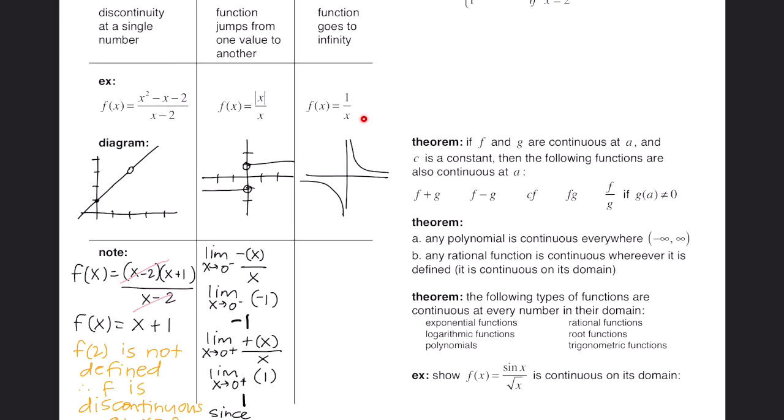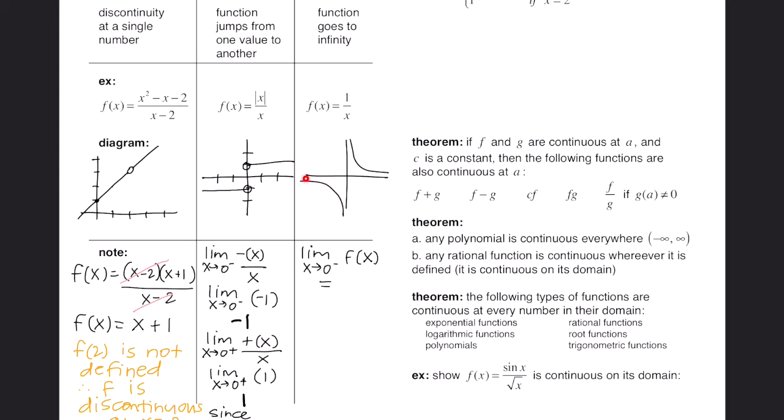This last graph, 1 over x, is an example of an infinite discontinuity. This graph has a vertical asymptote right here, therefore it has an infinite discontinuity. Because of the infinite discontinuity, I want to show the limit as x approaches 0 from the right versus the left.